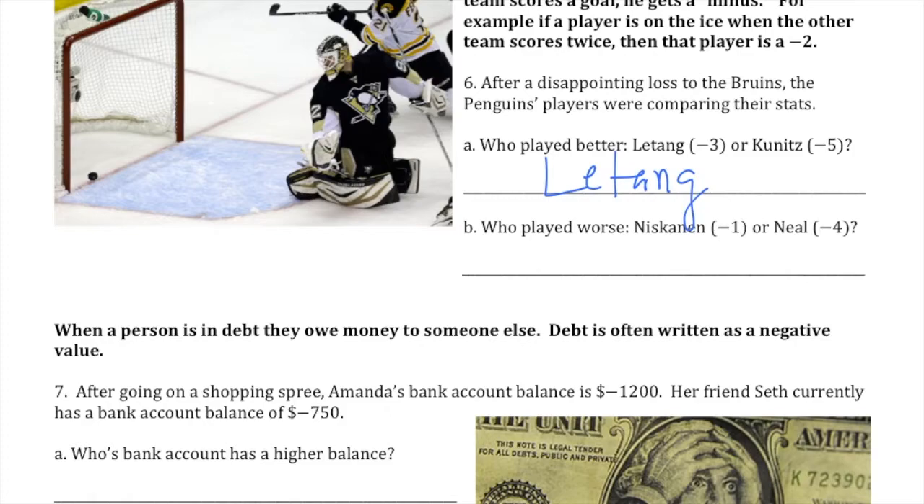And here you can see an out-of-date problem, but Niskanen was -1 or Neal was -4. Who played worse? Neal played worse at -4.